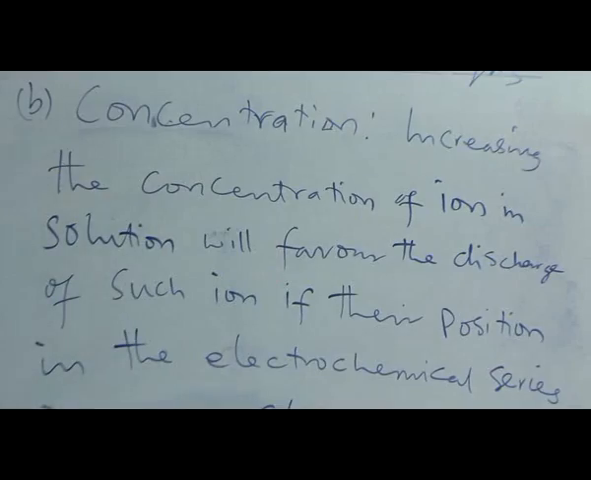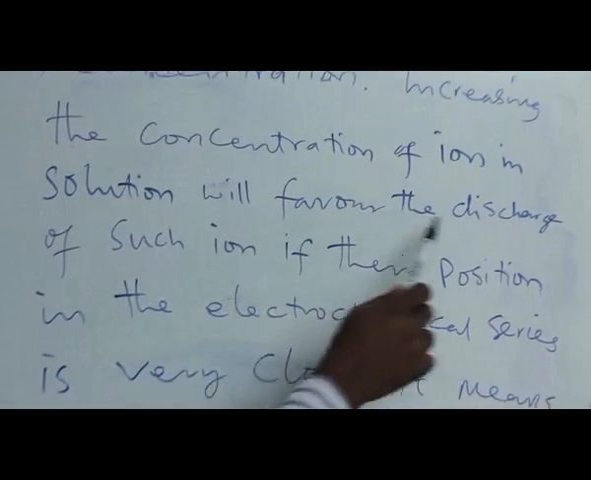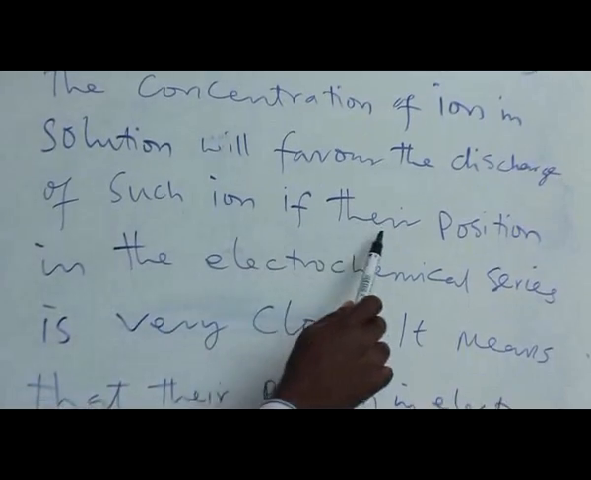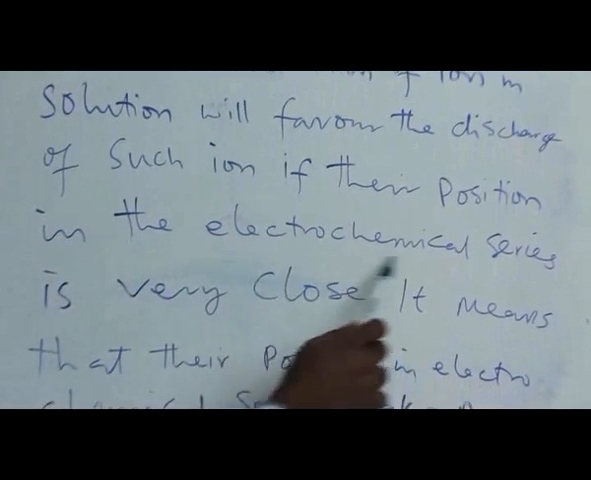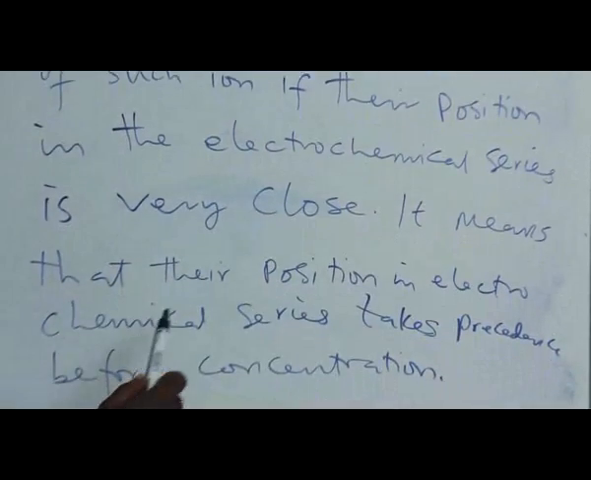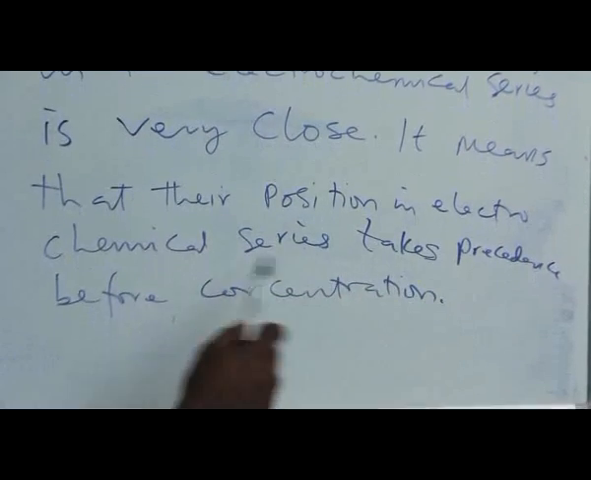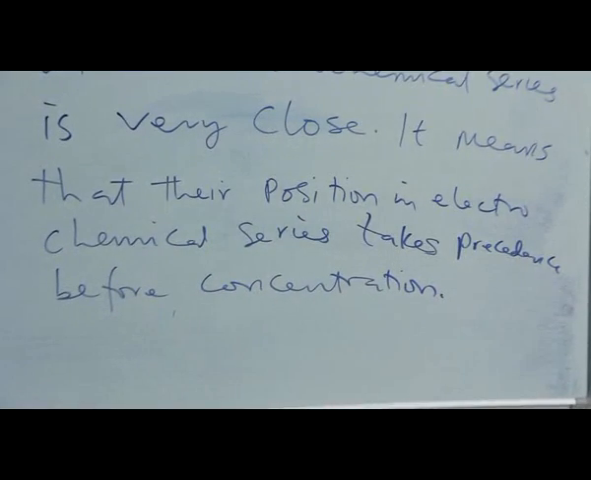B. Concentration. Increasing the concentration of an ion in solution will favor the discharge of such ion if their positions in the electrochemical series are very close. It means that their position in the electrochemical series takes precedence before concentration.